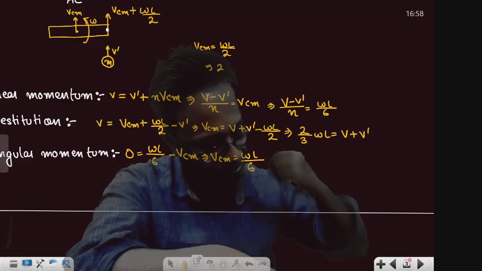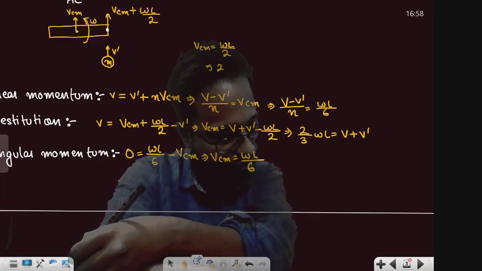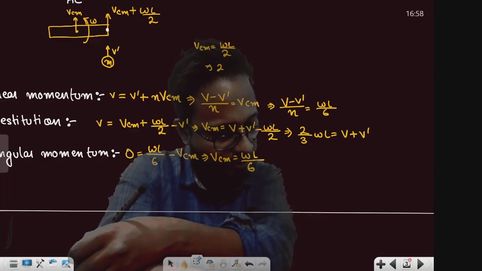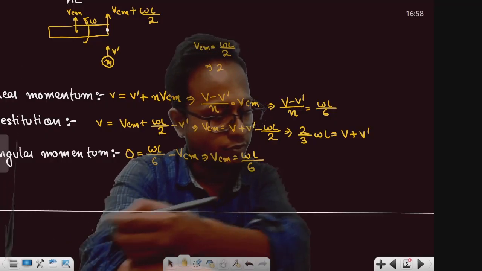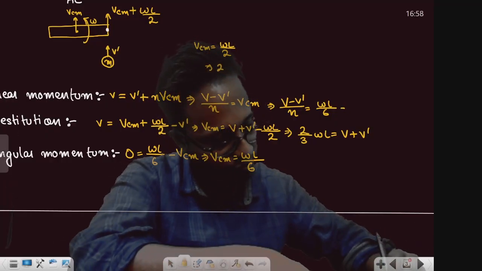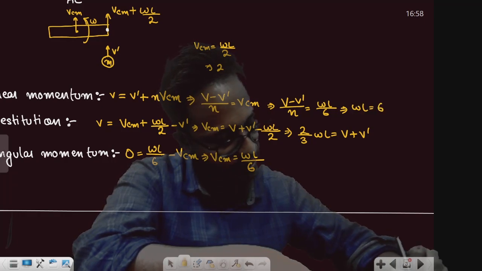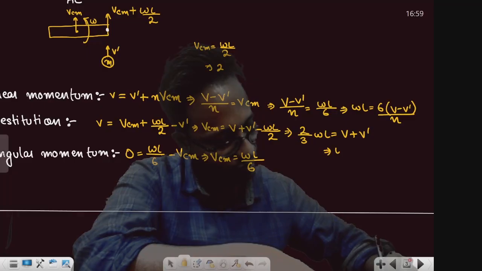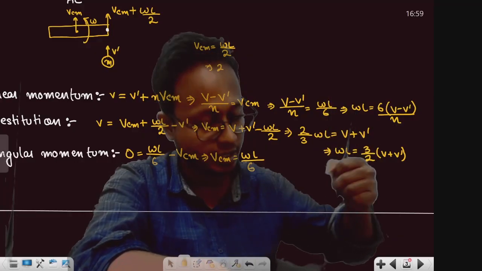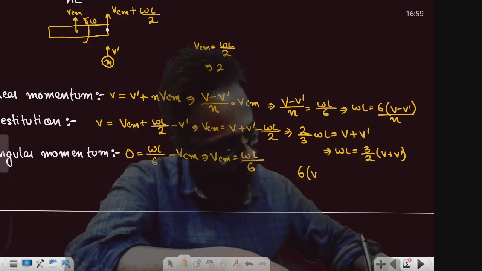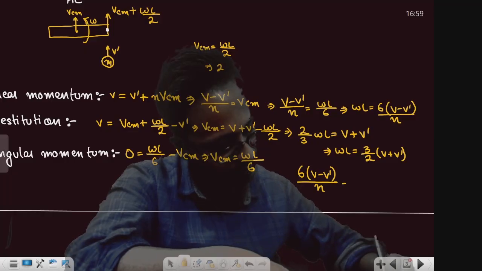Now I got the relation between them. First I need to find out the value of omega. So omega L is equal to 6 (v minus v dash) divided by n. Out here, omega L is equal to 3 by 2 (v plus v dash). Now if I equate these two omega L, I'll get 6 into (v minus v dash) by n is equal to 3 by 2 (v plus v dash).